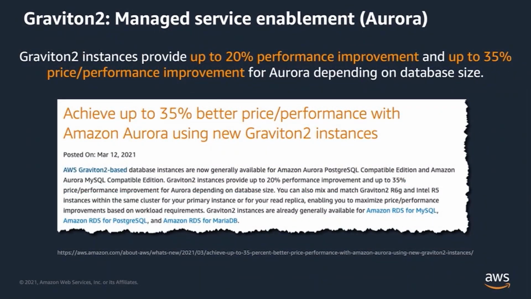Should you choose to consume databases through Aurora, we just recently made this generally available. And in the context of Aurora, we see up to 20% performance improvements and up to 35% aggregate price to performance improvements, depending on the database size. So definitely worth considering, regardless of the database that you run on AWS, whether it's through Aurora or RDS, Graviton 2 really provides significant performance gains and cost savings for our customers.